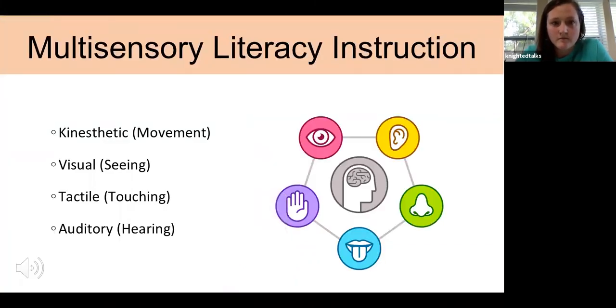Our first step is determining what exactly multisensory literacy instruction is. In order to fully take in all senses and use all senses to learn, we have to think about what our main senses are. So visual, what we see; tactile, what we touch; kinesthetic, how we move; auditory, what we hear; and we also have a taste sense.